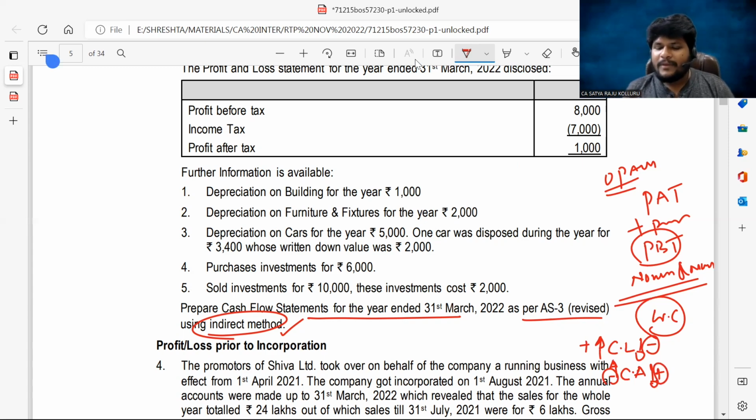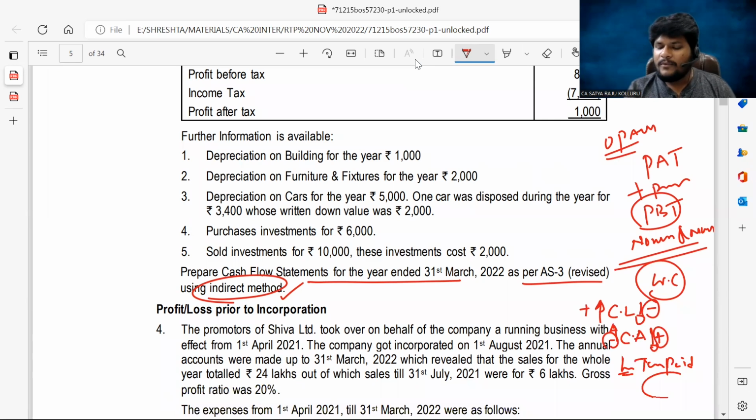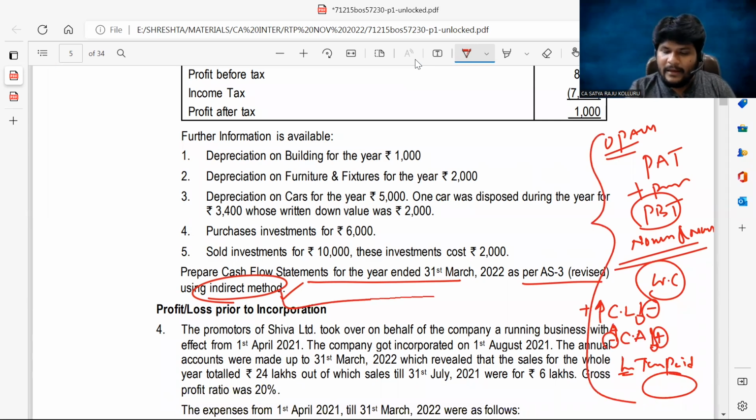Then you will get cash flows from operating activities before taxes. Then you need to reduce taxes paid. That is very much important. Then you will get cash flow from operating activities. This is the structure of the indirect methodology. You know, cash flow from investing and financing is not much difficult as well. That is related to any particular fixed assets purchase and sale.